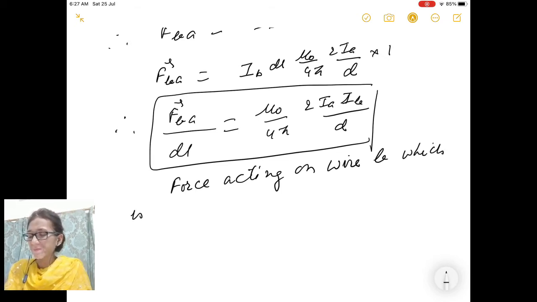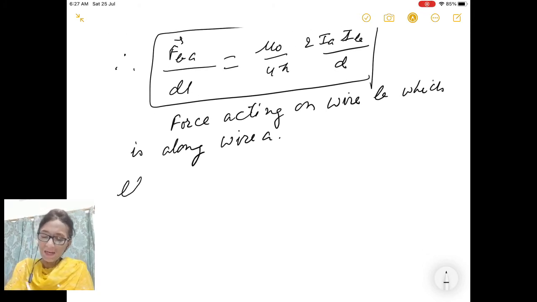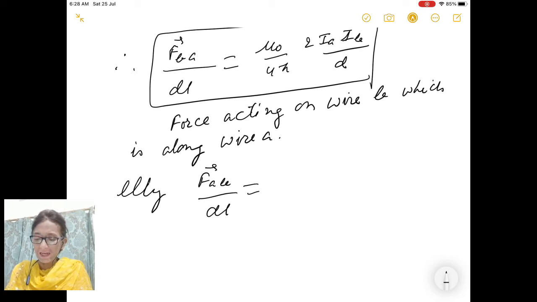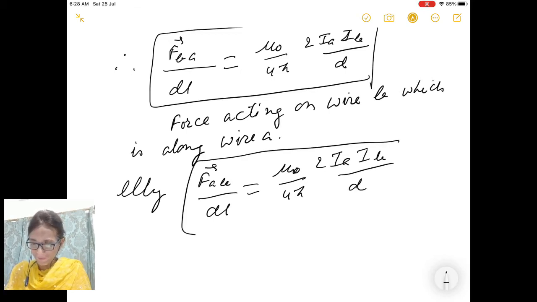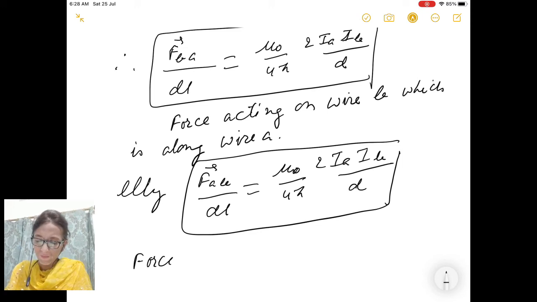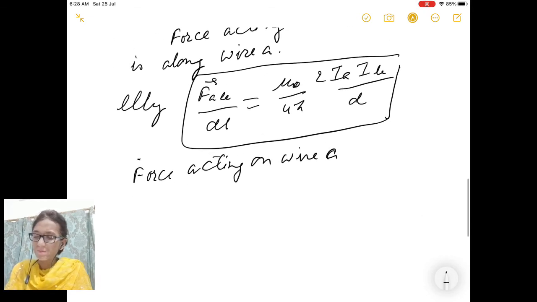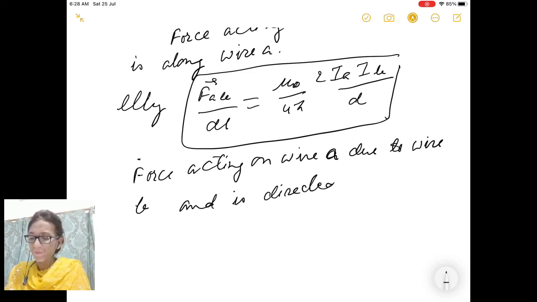Which is along wire A. Now similarly, if you proceed, you will find that the force on wire A due to B per unit length comes equal to the same value, the same magnitude, mu naught upon 4 pi 2 Ia Ib upon D. This is the force acting on wire A due to wire B, and it is directed towards wire B.